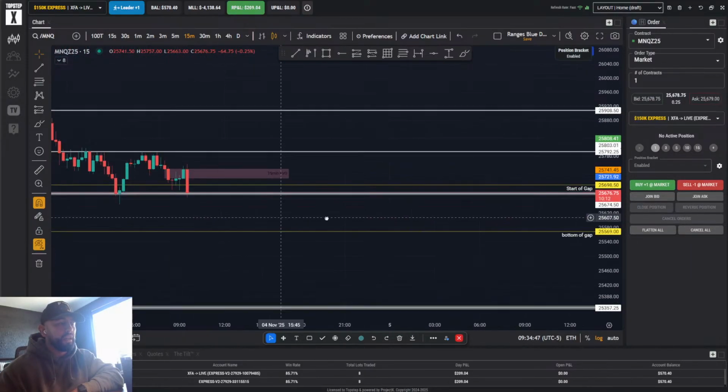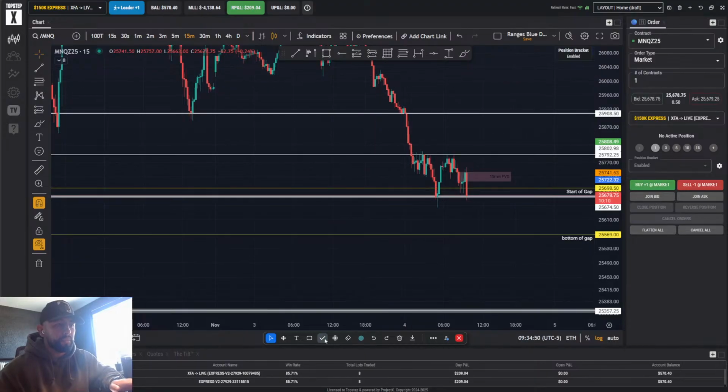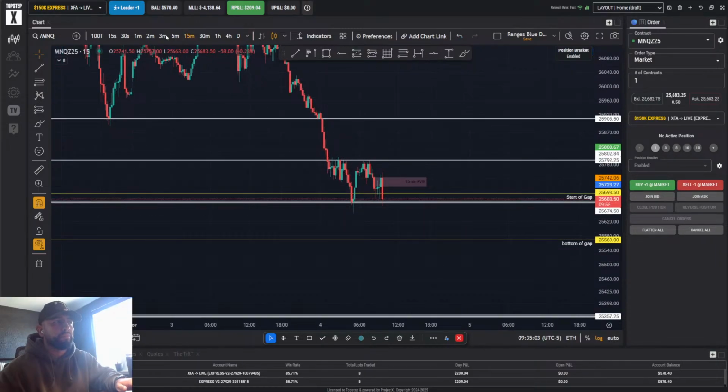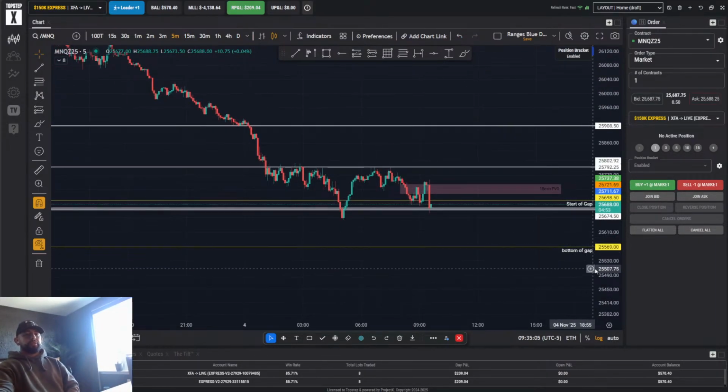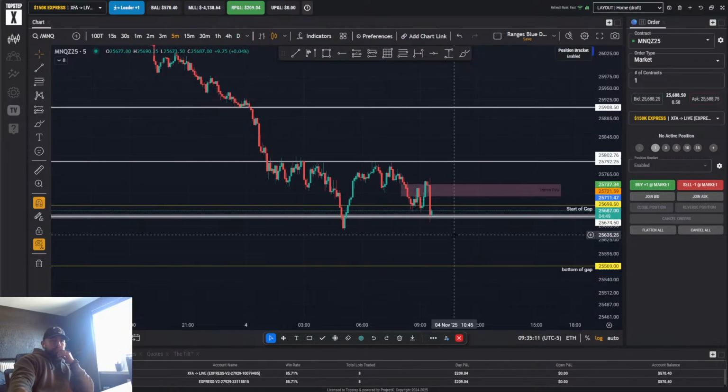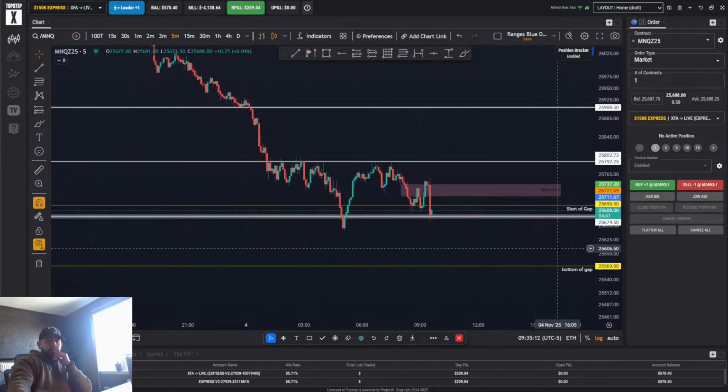See where we're at right now. Okay, so we're in the gap now. We're in this gap, right, that we could possibly fill here. I want to see some type of structure be built, right? I want to see a structure be created. Find some support. Let's see if we can come down, take out that low.